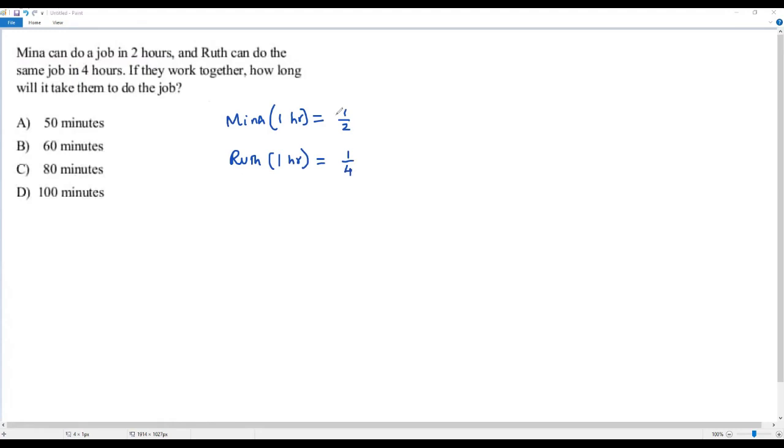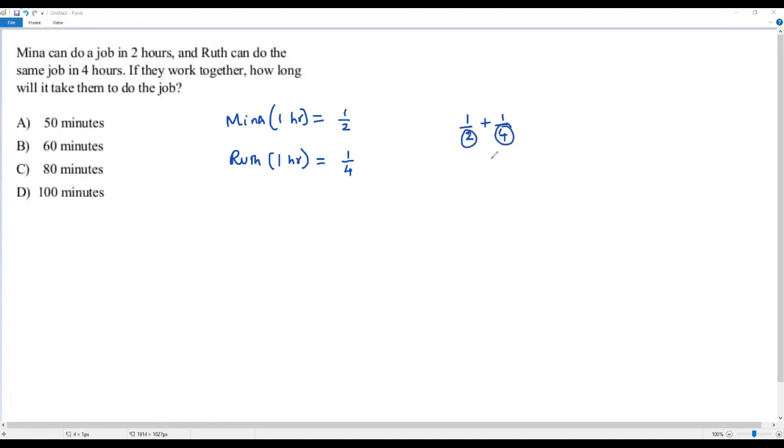Here I got the amount of work done by Mina in 1 hour, that is 1 over 2. And also the amount of work done by Ruth, that is 1 over 4. Now let me add these two quantities, 1 over 2 and 1 over 4. This expression represents the amount of work done by both Mina and Ruth when they work together. Now let's add these two fractions. Here these two fractions have different denominators.